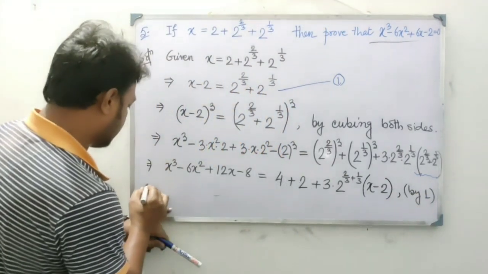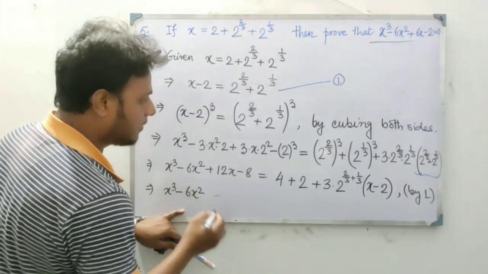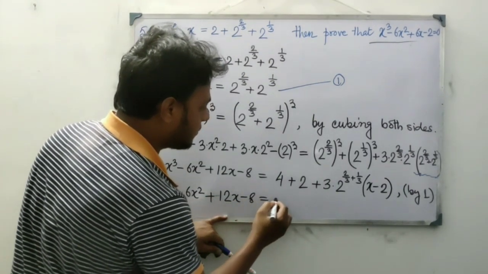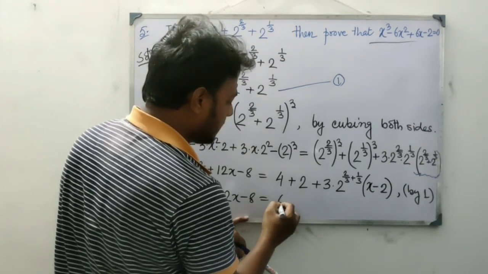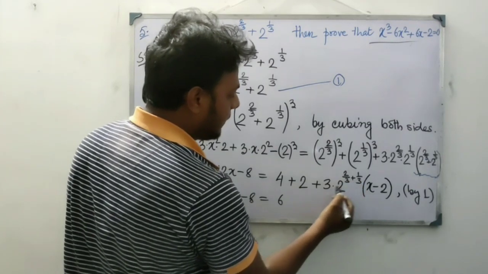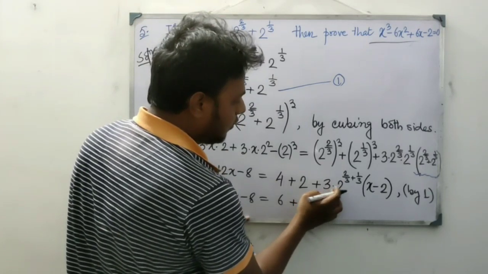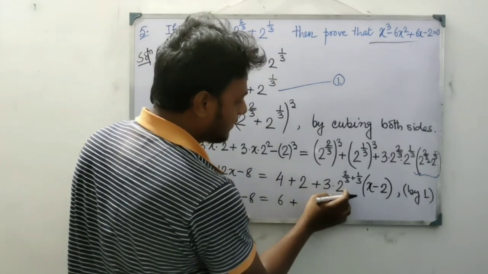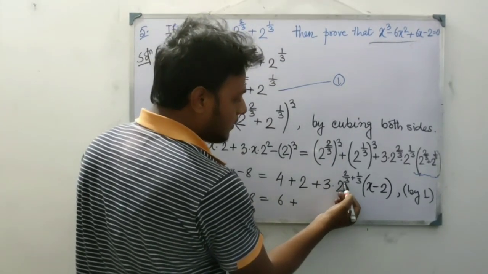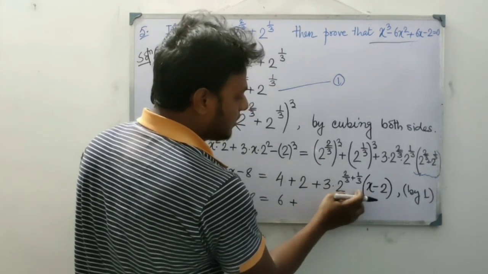Okay, next: x cube minus 6x square plus 12x minus 8 equals 4 plus 2, that is 6, and 2 to the power 2 by 3 plus 1 by 3 means 1, it will be 2 to the power 1. So 6 plus 4 is 6, and it will be 3 into 2, since the power of 2 will come 1. So it is nothing but 2, 3 into 2. So we have to multiply this by 6. So 6x minus 12.